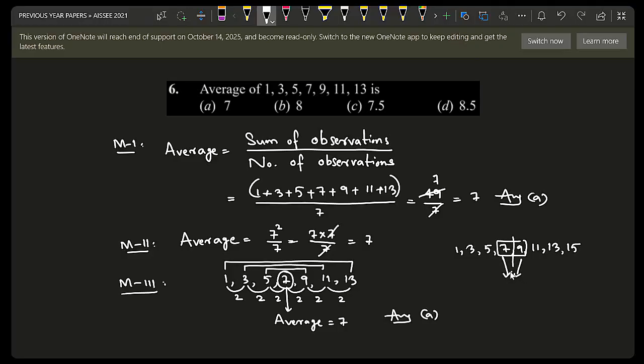For them, you find the average. Finding the average of 8 numbers is difficult, but finding the average of 2 numbers is easy. So just find the average of 7 and 9. So 7 plus 9 by 2. 7 plus 9 is 16 and 16 by 2 is 8. Answer is going to be 8. Is it clear? So I said in the previous case you are going to get decimals, but here the denominator is going to change. So the answer is going to be 8.